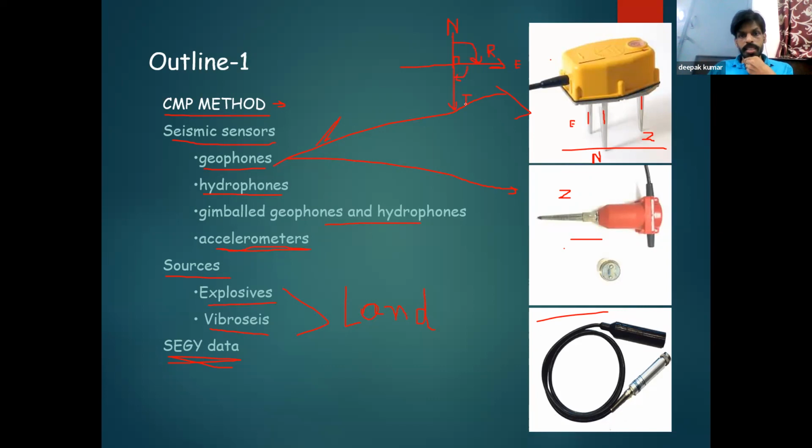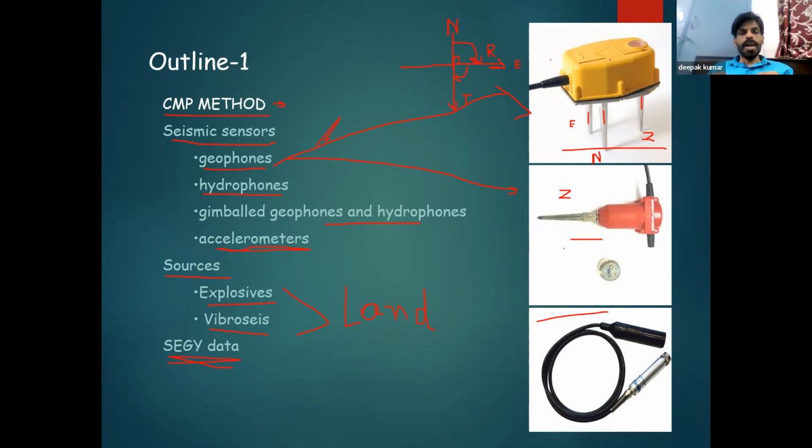So these two, northing and easting, or radial and transverse, are my horizontal components of the data. And the vertical remains the same. Vertical will always be vertical, because we are rotating on the ground, not in a 3D fashion. So this is the concept of a three component geophone.